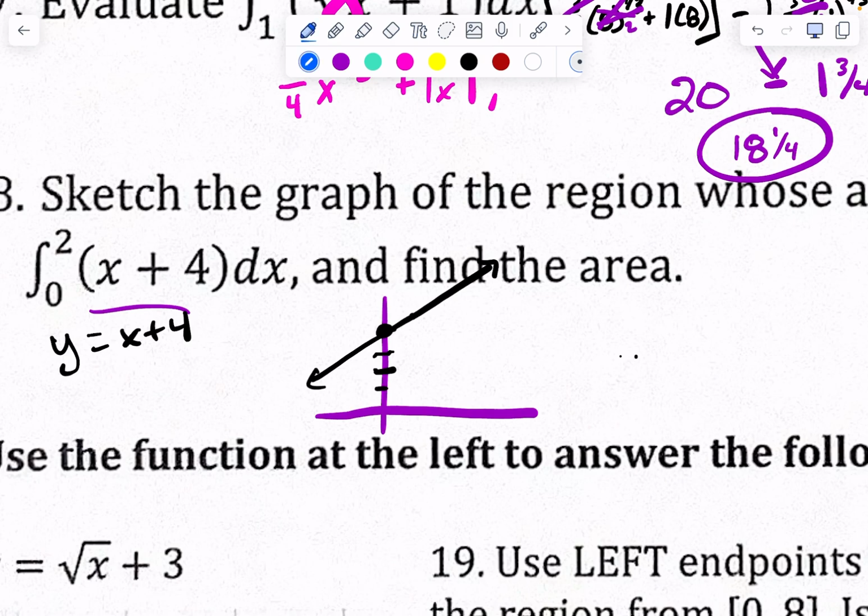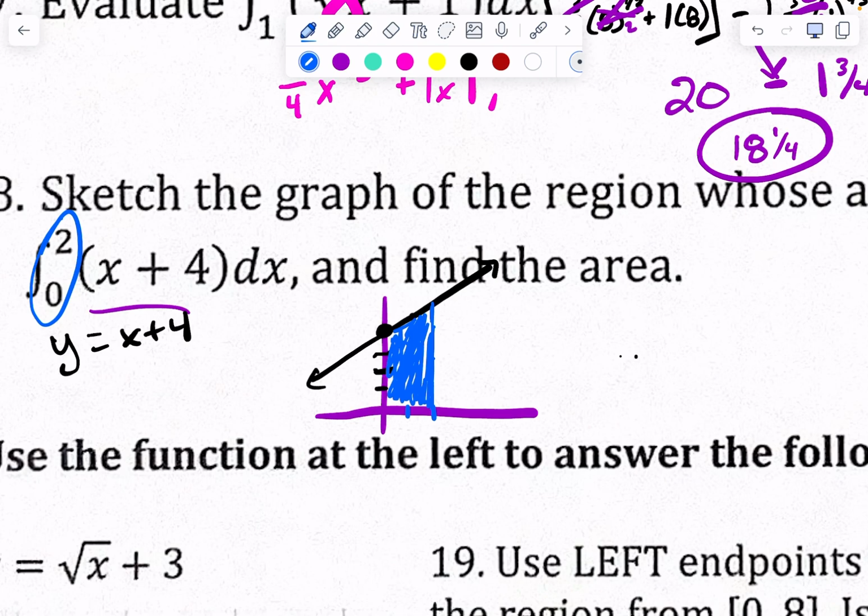But I want to sketch the region from what to what? 0 to 2. So my region is going to look something like this. That's 0 to 2, so that's 4, plus 8, so it's just going to be this. So that's all we do, sketch? Yep, and then find the area.